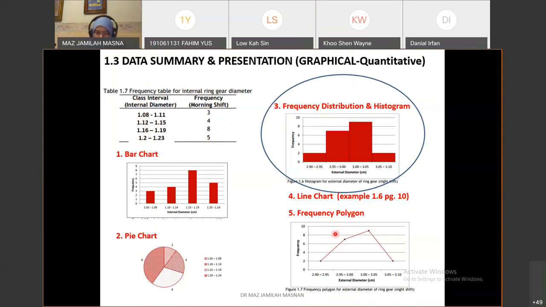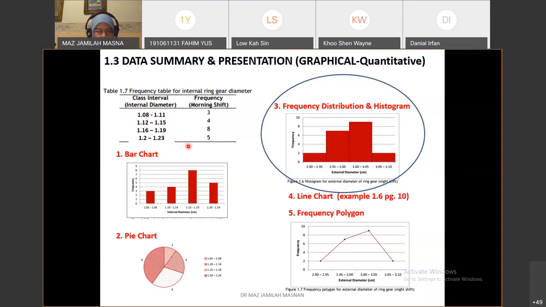I think I'll just go very quickly on the graphical representation for quantitative data, and we'll stop the class right after we finish a few examples. If you have ungrouped data, with all the numerical values, you can use a bar chart. In your bar chart, the bar will represent the class interval of your data. There are ways to create this class interval, and I will use one video for the discussion on how we transform our ungrouped data into class interval data.